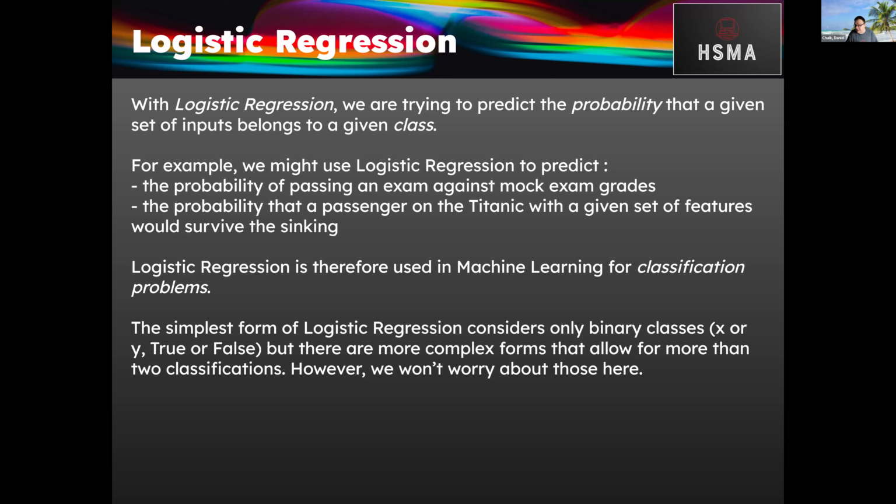And logistic regression is actually really useful for these kind of classification problems. We can use something like logistic regression to try and predict, for example, the probability that we might pass an exam given a mock exam grade, or the probability that a passenger on the Titanic, given a set of features, would survive the sinking. And that's exactly what we're going to be looking at today. So I said the simplest form of logistic regression basically just looks at binary classification. There are more complex forms, if you did need to look at examples where you've got three different classes or more, there are ways you can do that. We're not going to look at that here, but there's plenty of information out there if you do need it. But in most cases, for what you'll be doing, binary classification problems are 95% of what you'll be doing.